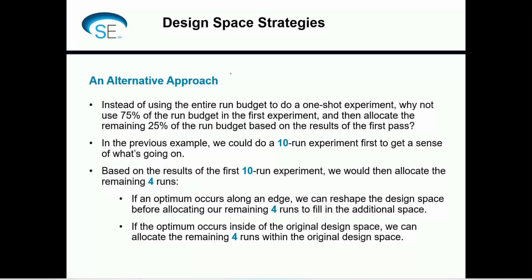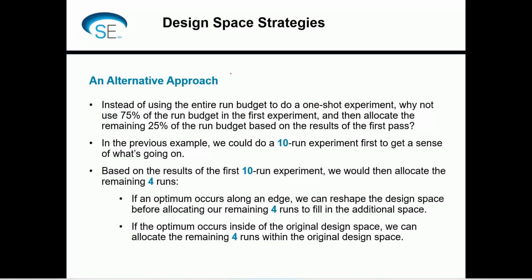So here's an alternative approach. Instead of using the entire run budget to do a one-shot experiment, why not use, say, 75% of the run budget in the first experiment, and then allocate the remainder of the runs based on what happens in that first pass? Okay, and 75-25% is kind of arbitrary. It could be 50-50 if you have lots of runs. It could be 90-10. It really is a judgment call.